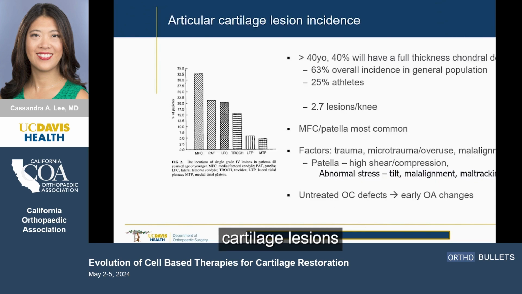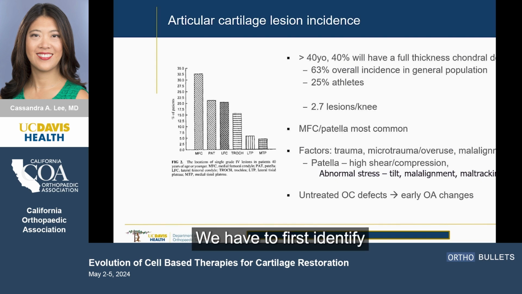We know that articular cartilage lesions are very common. Anytime over the age of 40, about 40% will have a full thickness defect that's found potentially incidentally. We know that 25% of athletes will have a chondral defect that may or may not be symptomatic. So then the question becomes, what do we do with these cartilage defects?